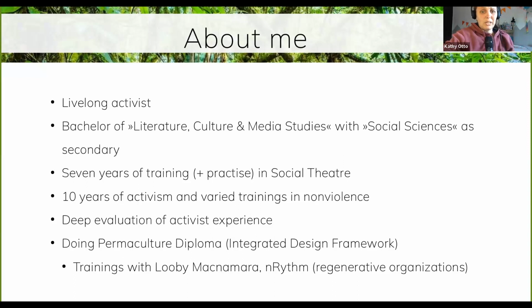I've been working on this design for half a year, and it's nearly done. I will hand it in a couple of weeks. So part of the work I'm going to present is the tools I have designed for this framework. And during the last year, I have also done several trainings related to this. I did like 3-4 trainings with Luby last year, who made the design web.